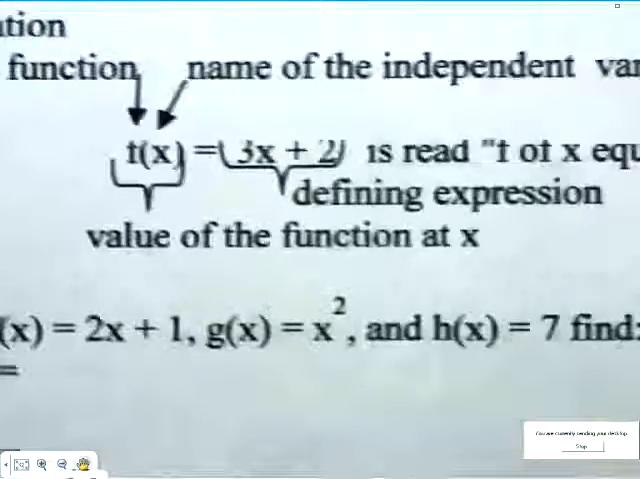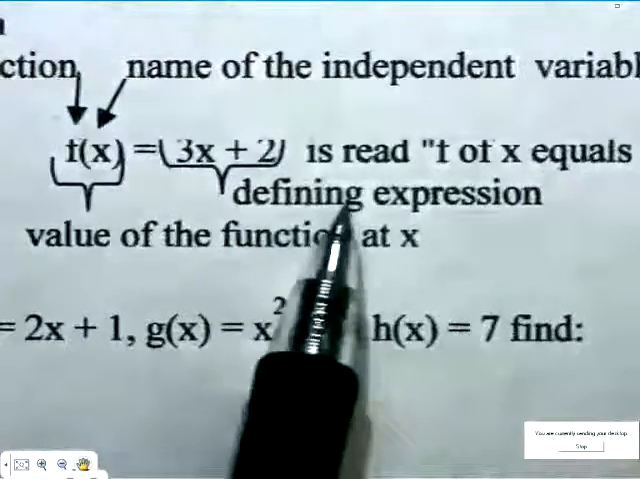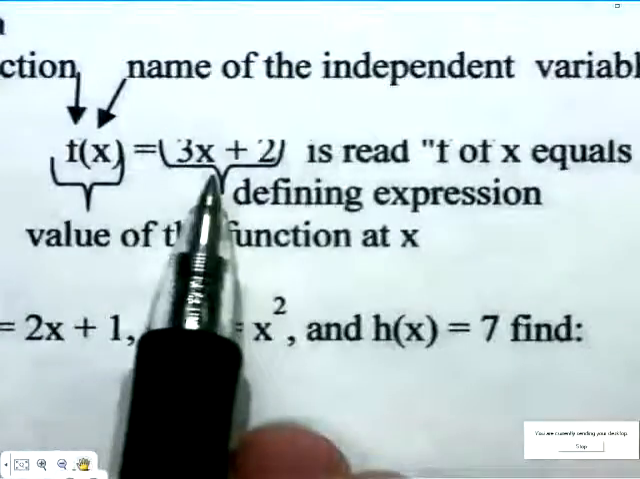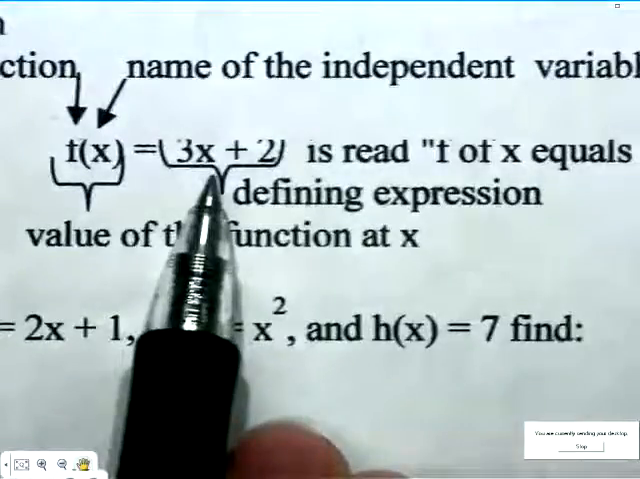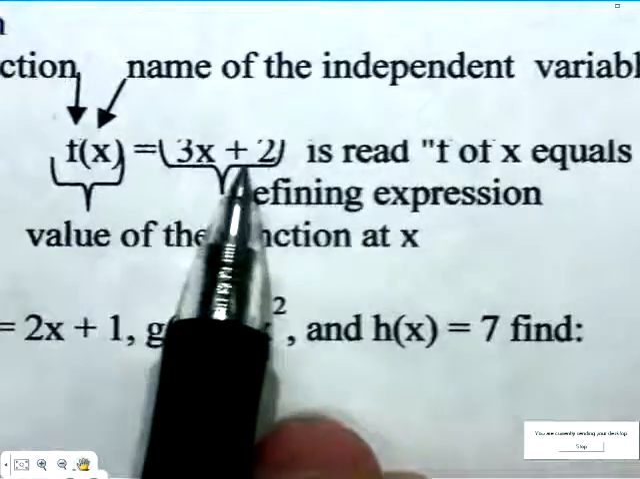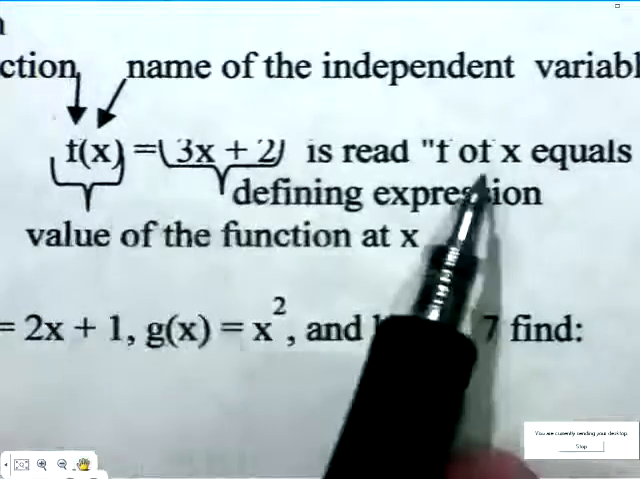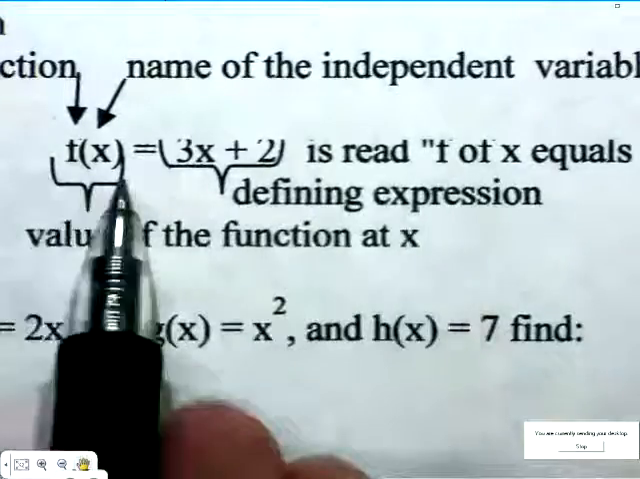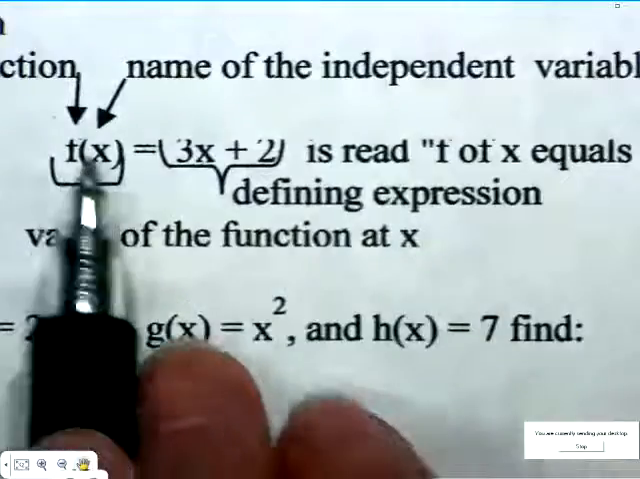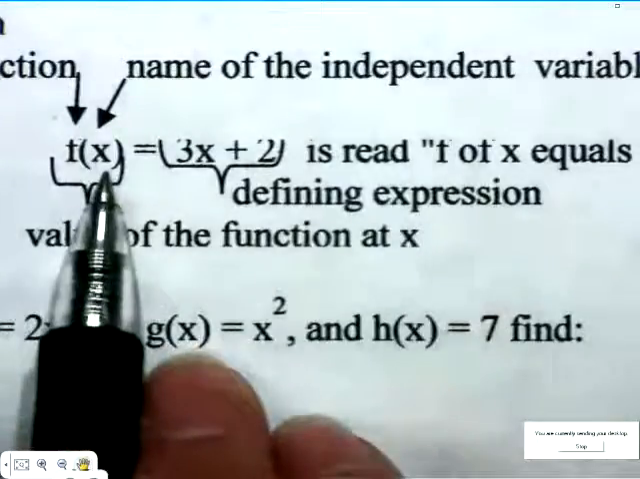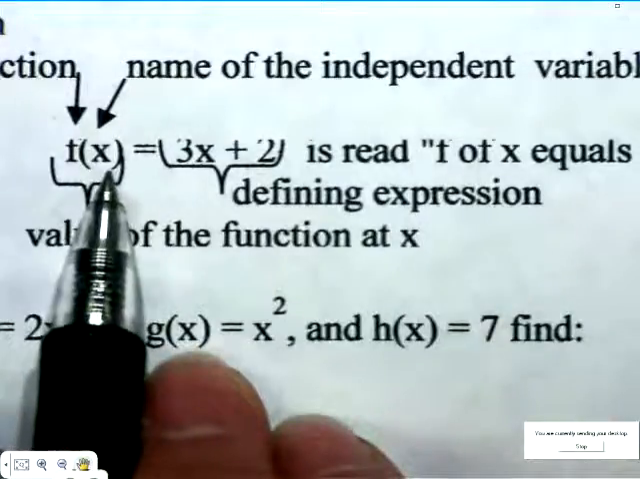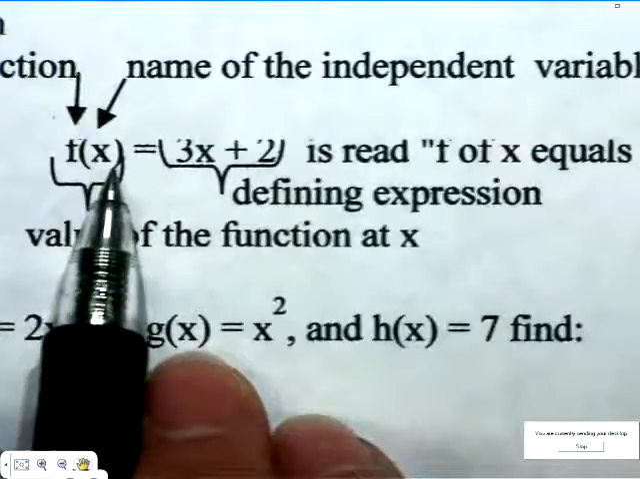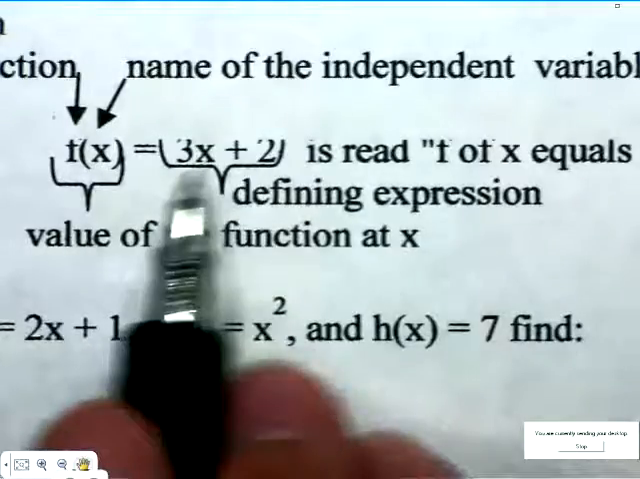3x plus 2 in this function is called the defining expression. It tells you what this function does. This function takes any number that you put in, triples it, and then adds 2. You read that entire expression as f of x, not f with a little x in parentheses by it. That would not be time saving. Just f of x equals 3 times x, or 3x plus 2.